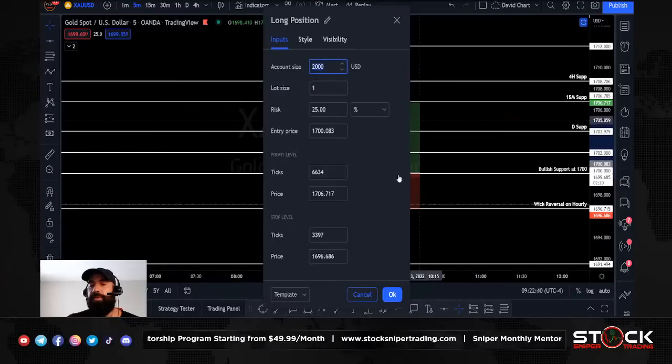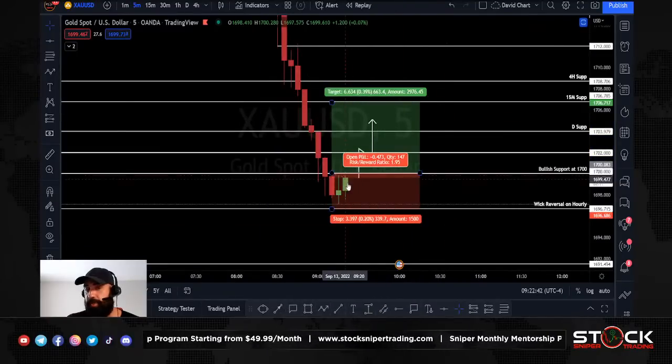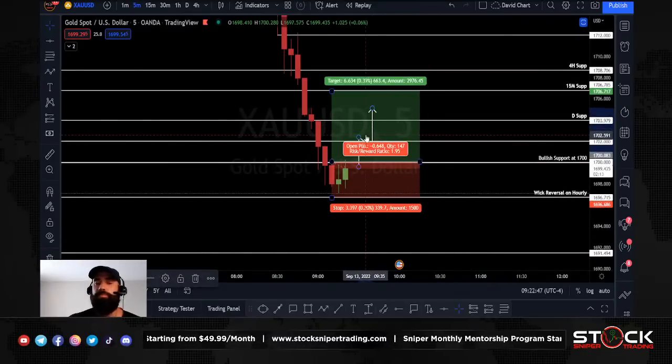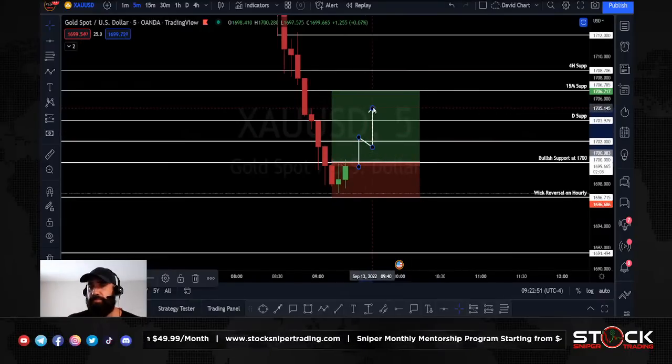That's what we're looking for. If it does not close above, then you're just going to wick back down. It's going to continue back to probably 1691. I haven't entered in just yet. Sorry, guys.